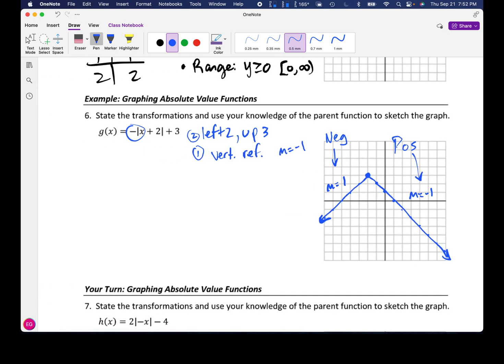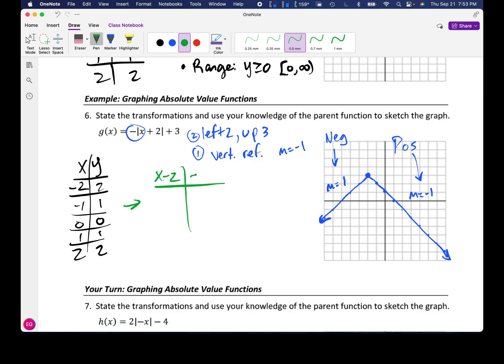I strongly suggest you do it this way. It is the fastest way to graph it. If you don't want to do that, you can use the table. It takes so long to do the table this time. Here we go. We're going to do x minus 2, and we're going to do a negative y plus 3. That would be what the table is.